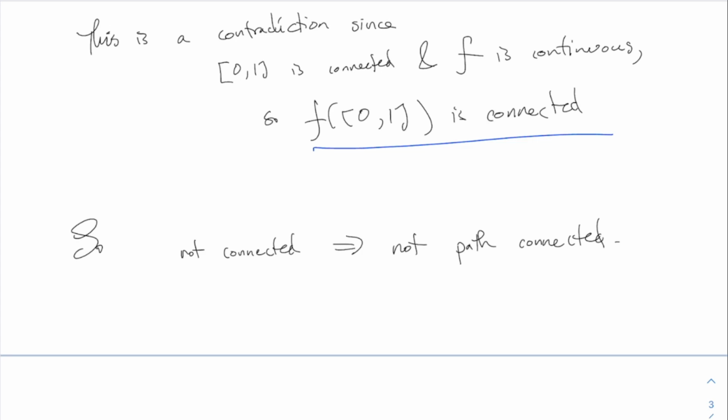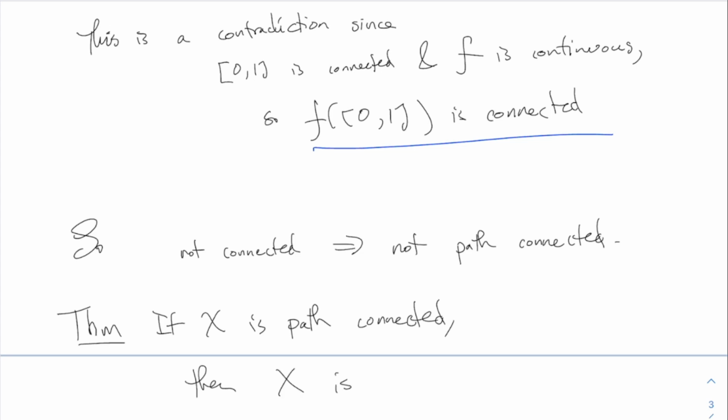This actually looks more convenient if you read it as the contrapositive. Not connected implies not path connected. The contrapositive of that, you negate both sides and swap them around. That would say path connected implies connected. That's a nicer looking theorem. It's just the contrapositive of that, but it says if X is path connected, then X is connected.